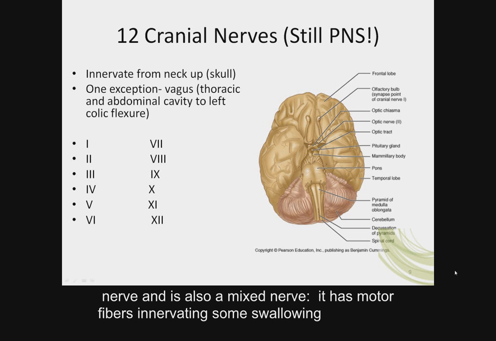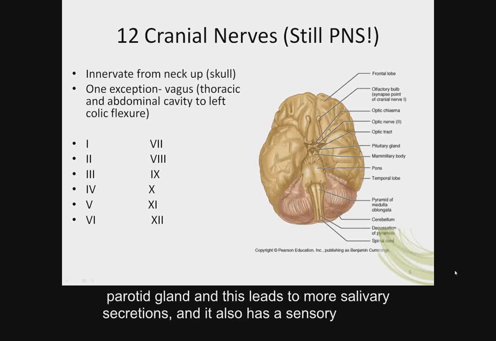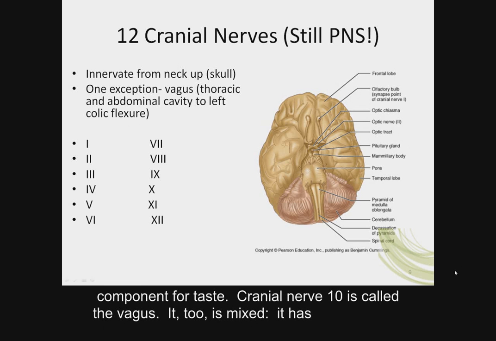Cranial nerve 9 is called the glossopharyngeal nerve and is also a mixed nerve. It has motor fibers innervating some swallowing muscles in your throat. It is part of the parasympathetic nervous system. It has some involuntary efferent fibers that innervate your parotid gland, and this leads to more salivary secretions. And it also has a sensory component for taste.